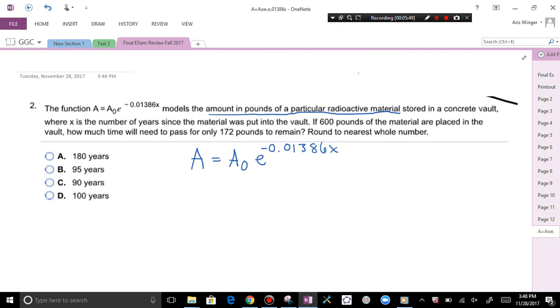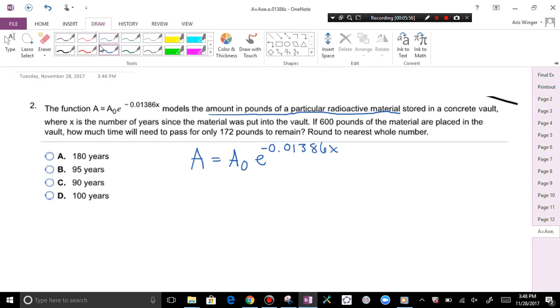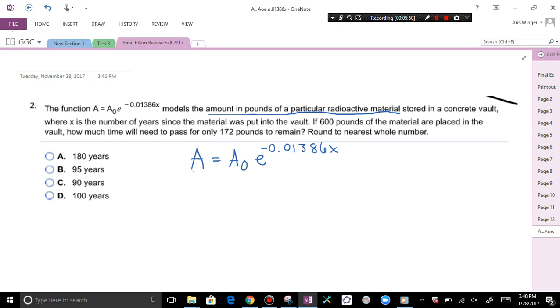Right, so we'll take a deep breath and say we can do this, right? And then we'll start to make some remarks about what some of these letters have to be. Okay, so this here is the original amount.